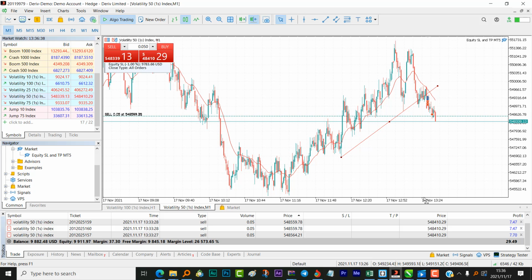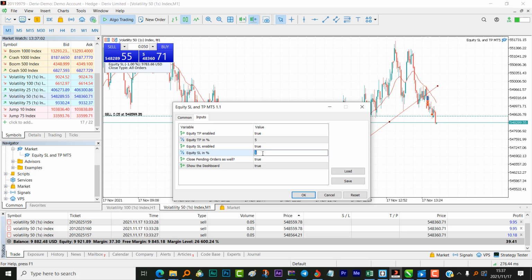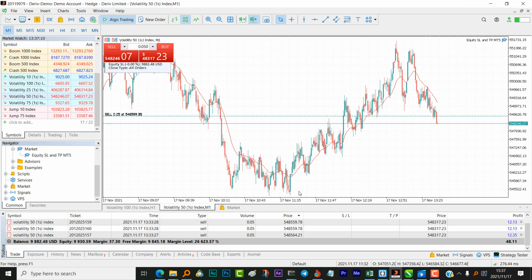Now you can see it's going into profit. Let's say you've realized that this thing has been playing around and you don't want to lose anything in this trade. What you're going to do, whilst you're still in the trade and in profit, is go to properties, and where it says equity stop loss in percentage, put 0. It means if it comes back to 0, close all trades. So I'm not losing anything.